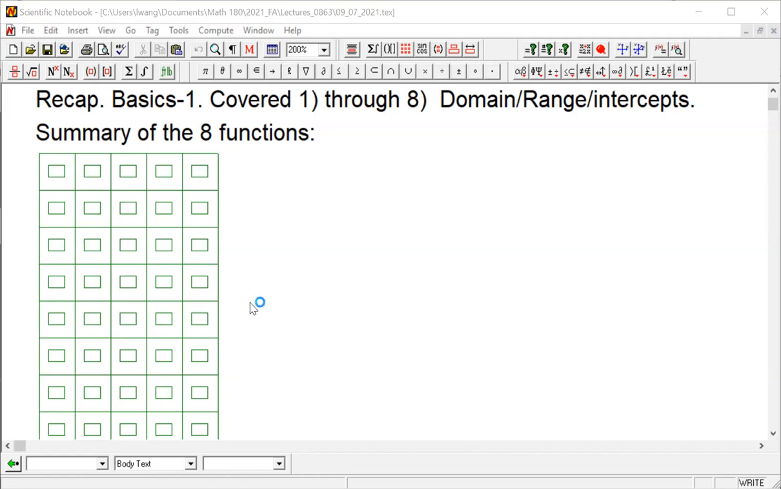Let's see, pull out your notes and pull out whatever you have studied, okay? You're going to see a quiz about these functions. But anyway, let's get started, okay?